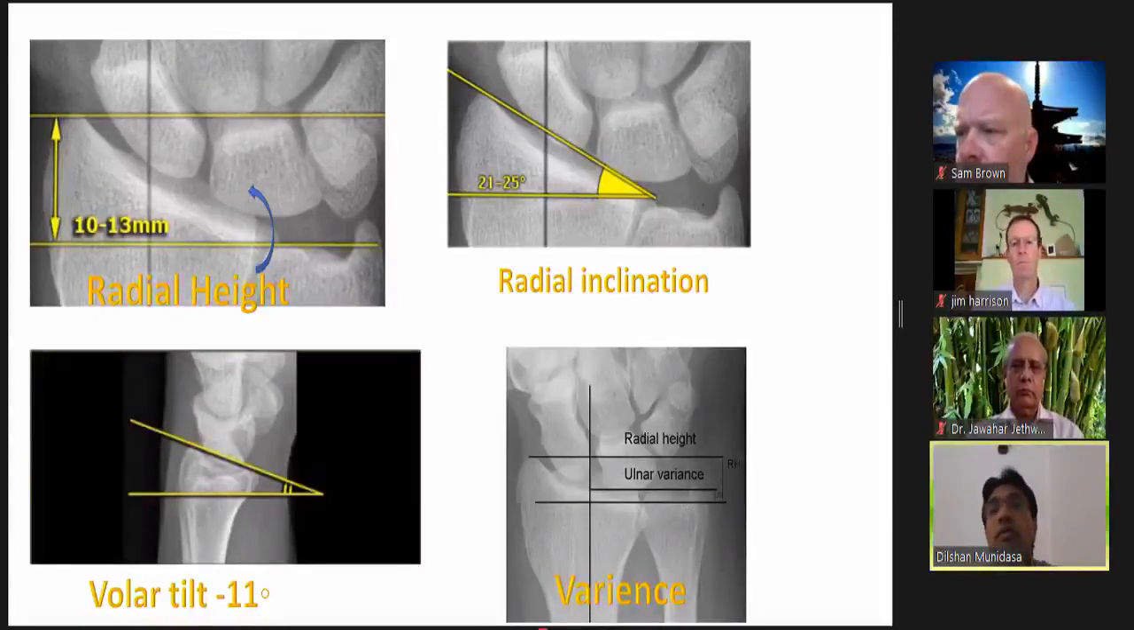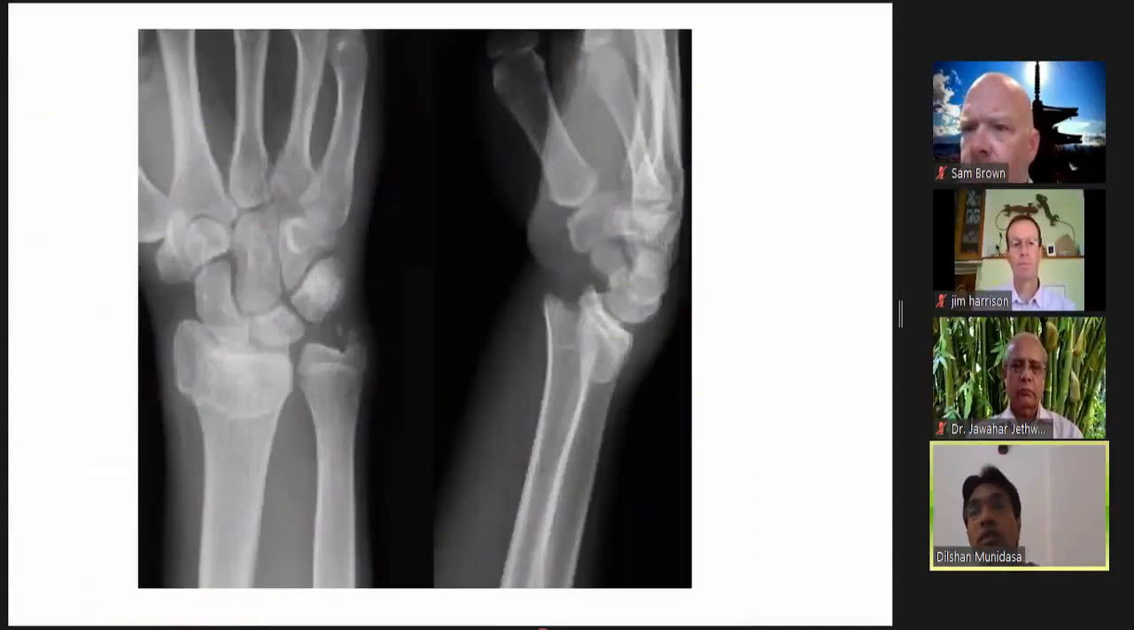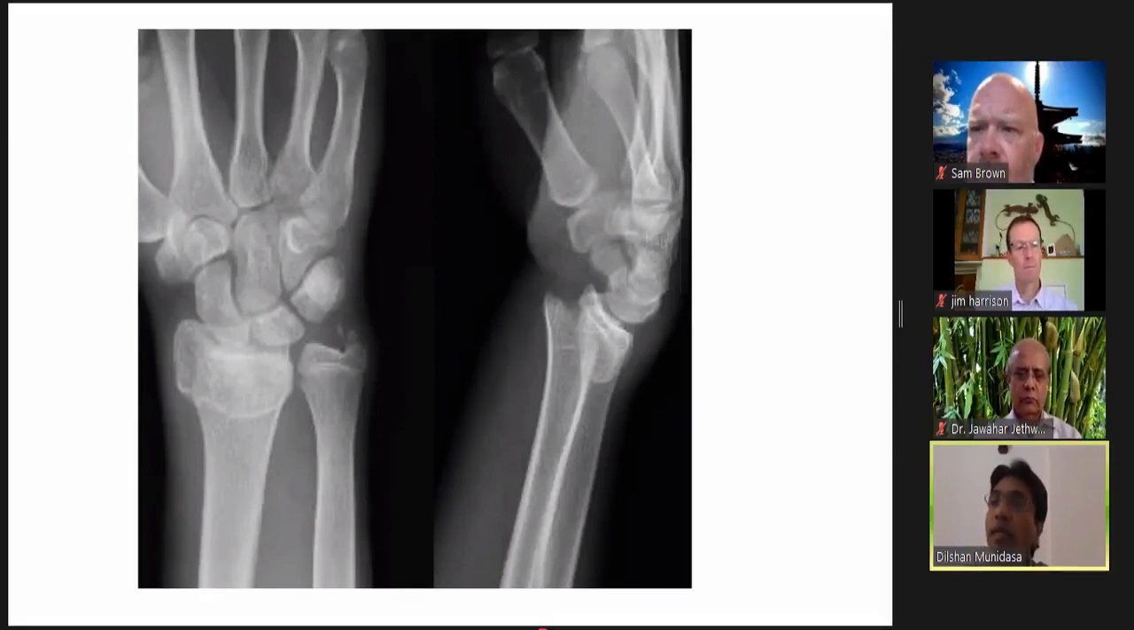So generally, if I show you this example of distal radial fracture, you can see the radial height is lower, the radial articular surface is lower than the ulnar head, and it is angulated. In the lateral image, you can see it is angulated dorsally and it is shifted dorsally.